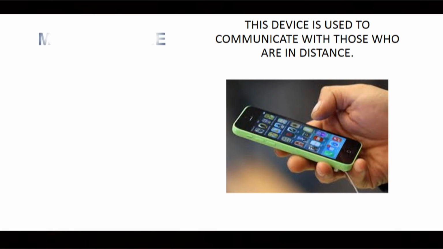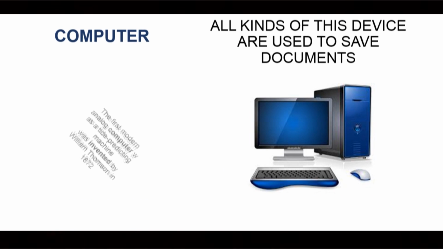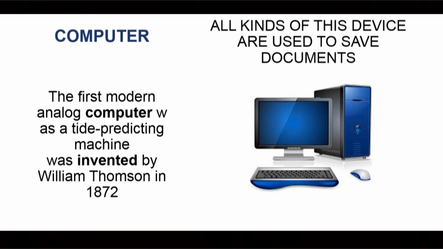This device is used to communicate with those who are at a distance. Guess what it is? Good job. It's a mobile phone. The first mobile phone call was made 40 years ago. All kinds of this device are used to save documents. It's really useful in everyday life. What is it? Exactly, it's a computer. The first analog computer, a tide predictor machine, was invented by William Thomson in 1872.